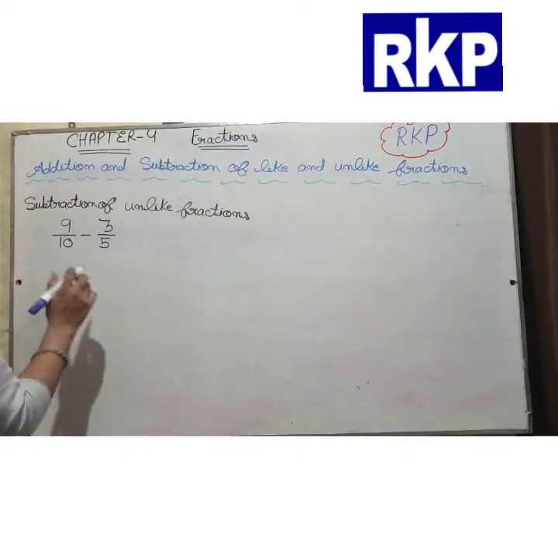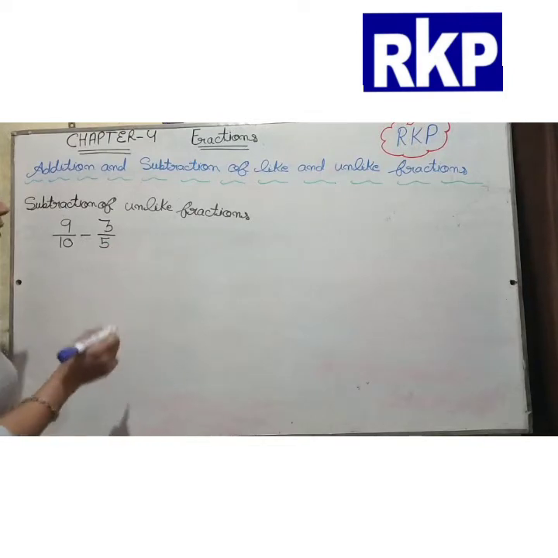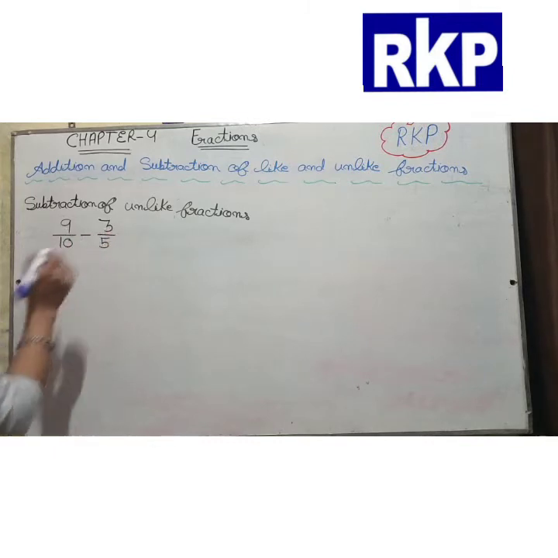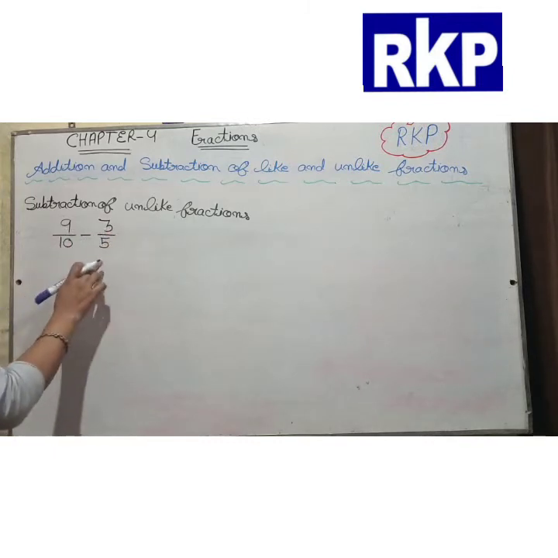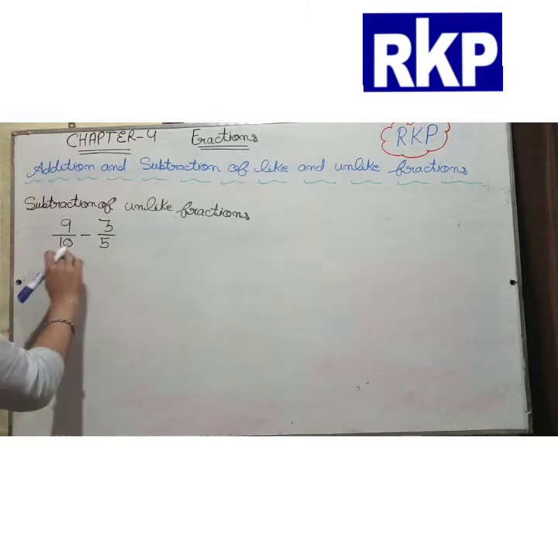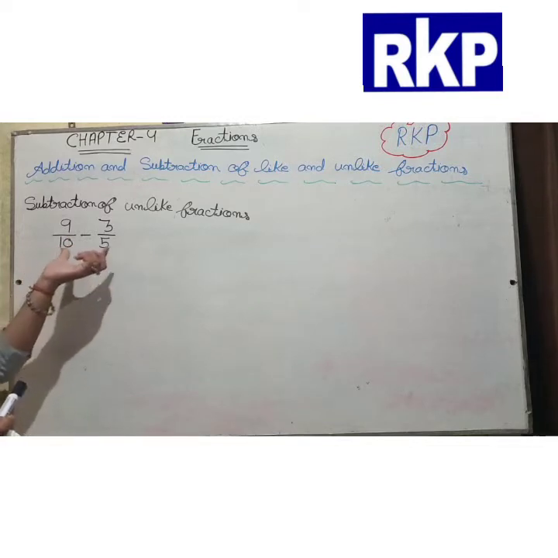Students, now let us see how we can subtract unlike fractions. Here we have 9 by 10 and 3 by 5, two fractions, and we have to subtract 3 by 5 from 9 by 10. Here we can see these are unlike fractions because the denominators are different. So how can we subtract these fractions?